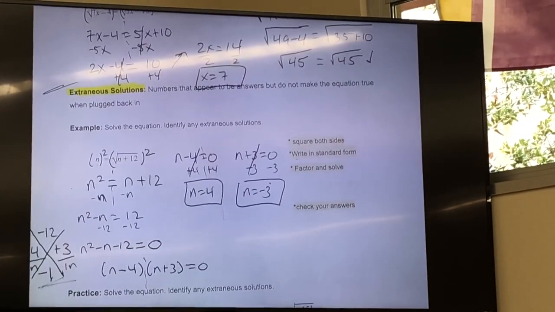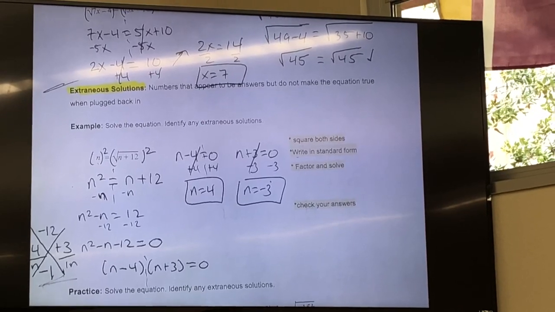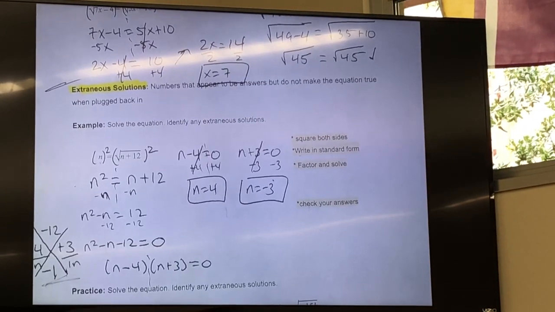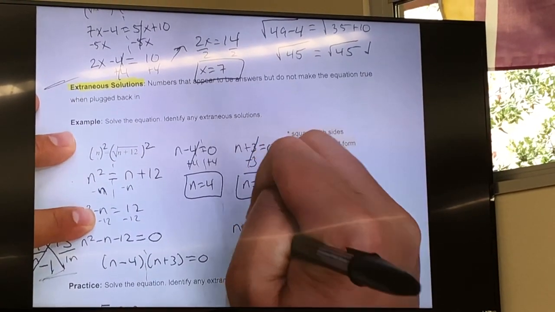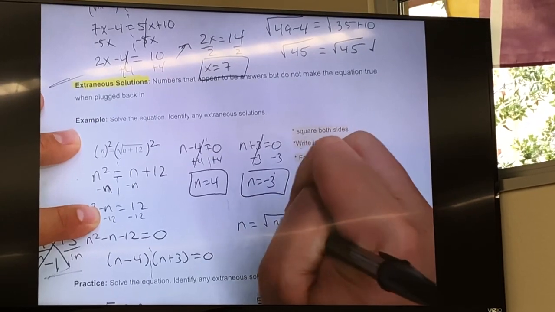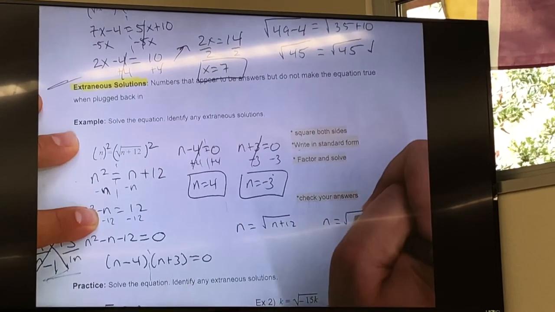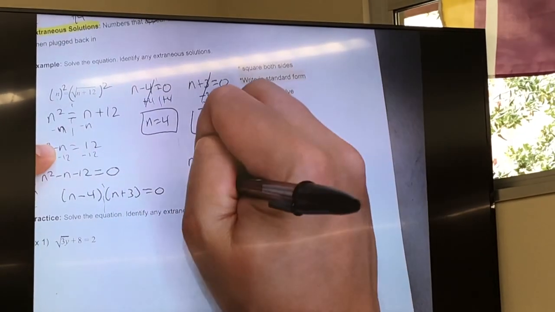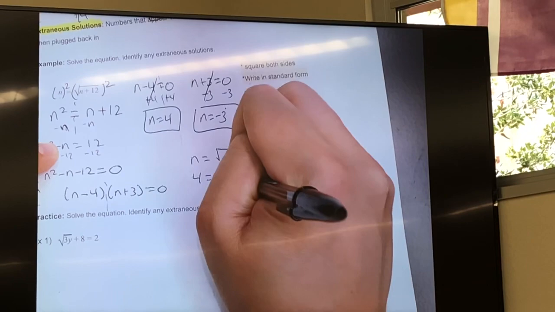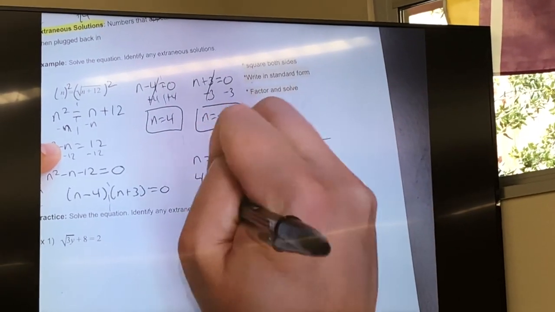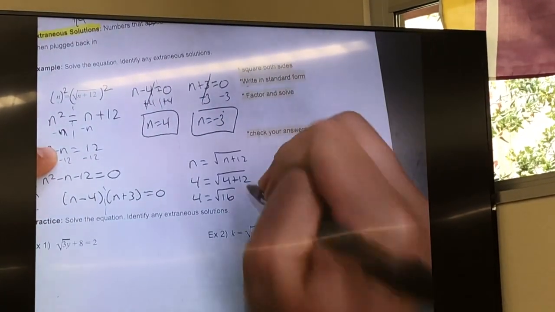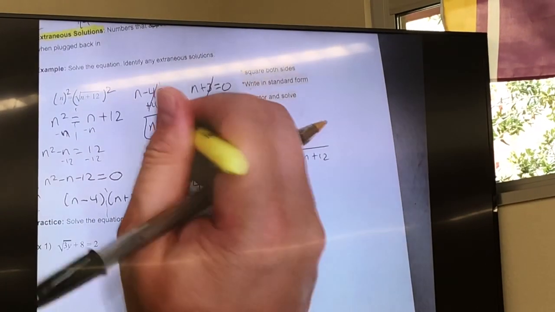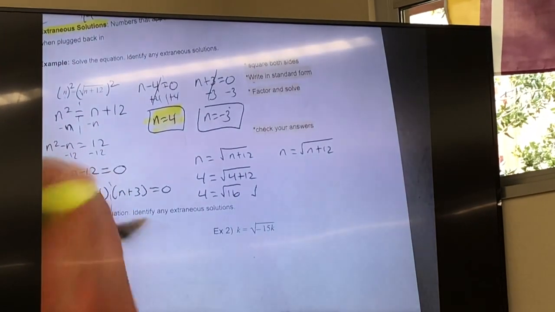Now, again, I've boxed in two answers, but we don't know if either of them work. So we're going to test both of them. Our equation was n equals the square root of n plus 12. I'll plug in 4 right here. We're going to have 4 equals the square root of 4 plus 12. 4 equals the square root of 16. We know that that checks out. So far, this solution works.